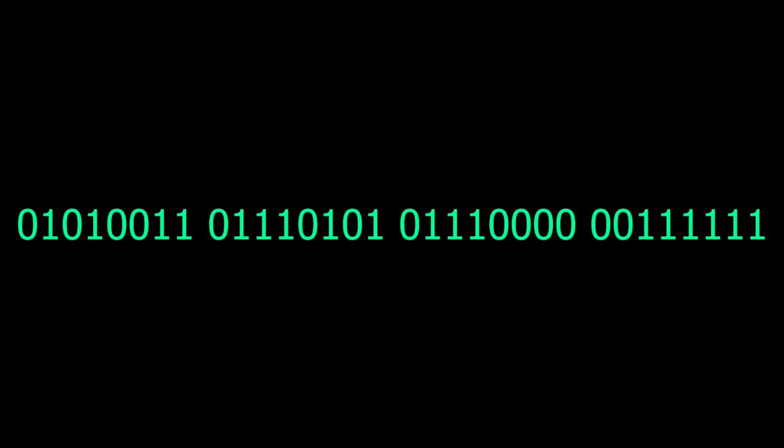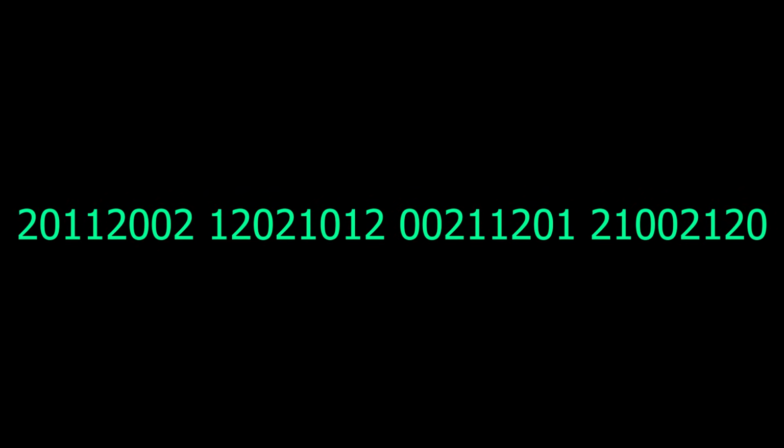Now, we all know that computers only understand 0 and 1. But have you ever wondered why? Why only 0 and 1? Why not 0, 1, and 2? Well, to understand that, you have to know what a bit is.